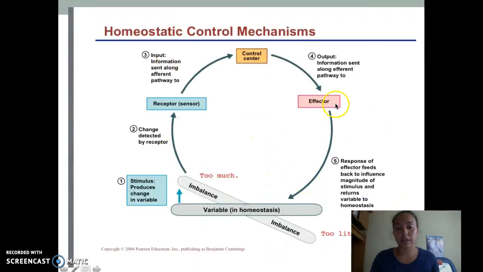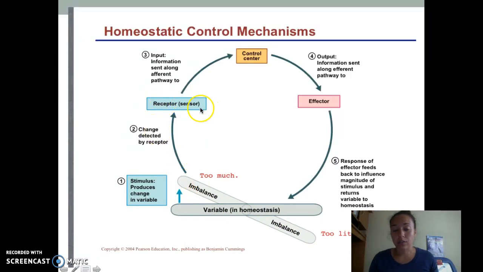So here is a diagram to kind of explain homeostasis all together. We split it up, now we're going to put it all together. So here is your variable in homeostasis. We're going to stick with temperature, which would be 98.6 degrees Fahrenheit, which is your homeostatic set point. You have a stimulus which produces a change, which makes your imbalance. So you have a change in temperature. Okay, so we'll keep the high temperature. So temperature is above 98.6 degrees Fahrenheit.